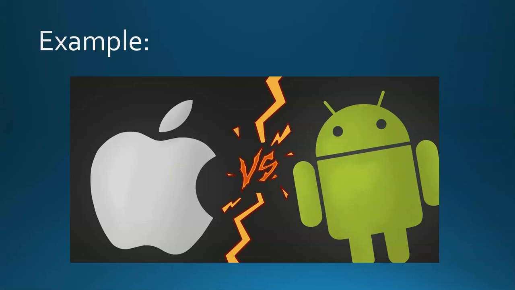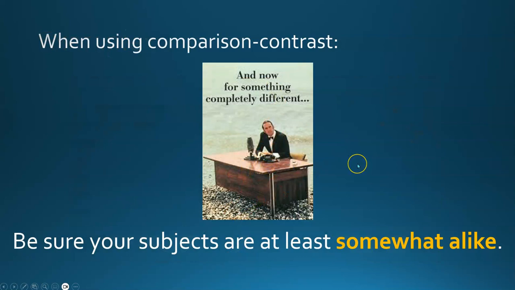And when I asked them why, they said, well, that's because that's what all my friends have. I'm like, okay, that was their reasoning, because their friends had iPhones and that's what their friends knew how to use. And so that's why they wanted to get it. Okay, so there's that. So when using compare and contrast, make sure the subjects are at least somewhat alike.